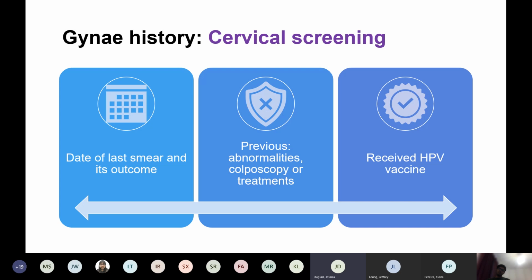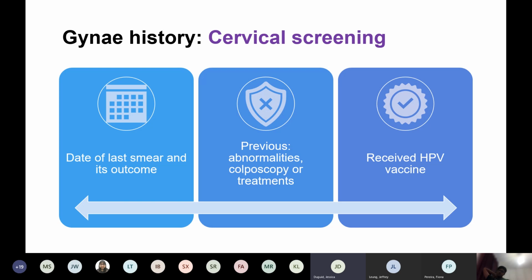And then you need to ask if they've had many smears before, have they had any abnormalities previously in their smears, and if they did, did they require a colposcopy or any treatment? This is important because it lets you know, for example, that a woman might be slightly more high risk for having more abnormal cervical smears in the future, but also you might be more concerned about things like cervical cancer.